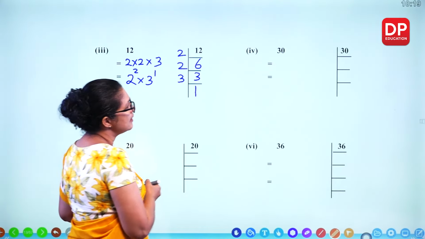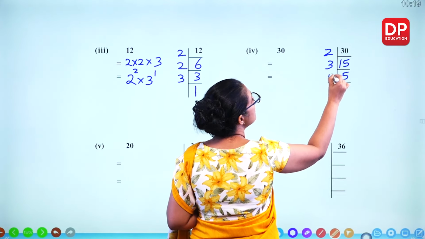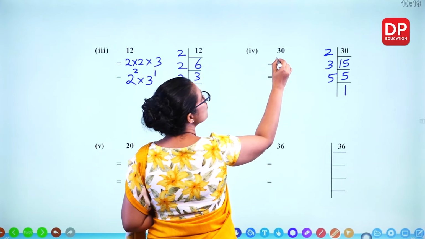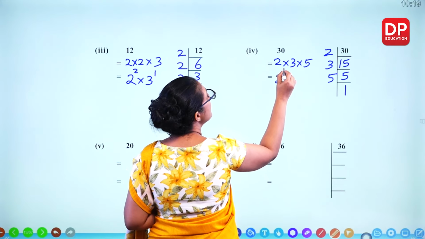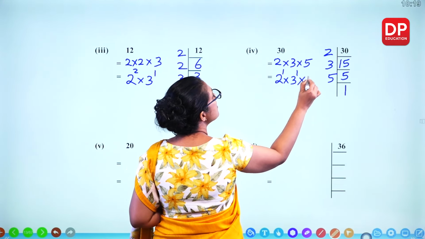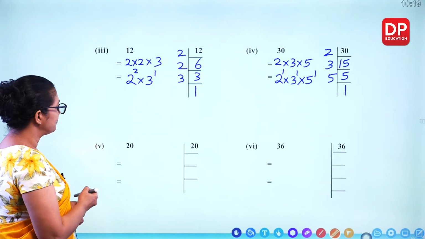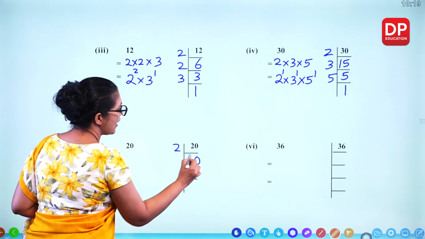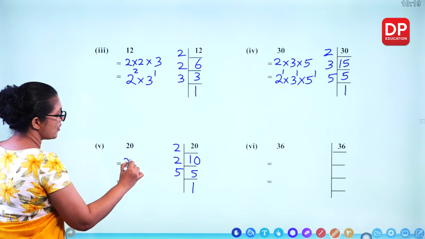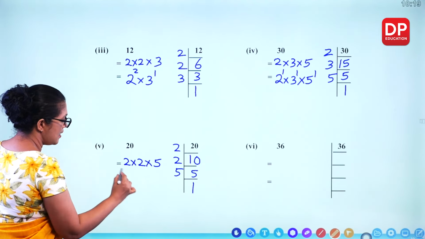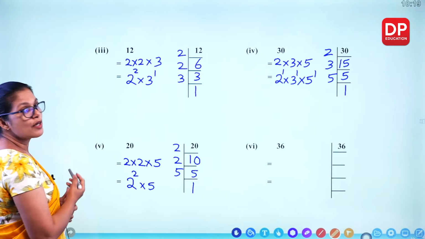This one, 30. Divide by 2, you get 15. Divide by 3, you get 5. Divide by 5, you get 1. So 2 times 3 times 5. So you can't do anything. You can't simplify because all these prime factors only once. 20. Divide by 2, you get 10. Divide by 2, 5. You get 1. So you can write 2 times 2 times 5. Simplify this. You get 2 2's and 1 5. No need to put 1 there.